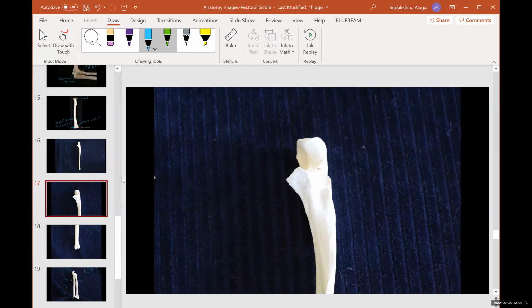Okay, so olecranon process. The protrusion, you can't miss it. We have two protrusions on the ulna: olecranon process and coronoid process. I'm going to draw them in two different colors. Olecranon process is the superior, coronoid process is the inferior.